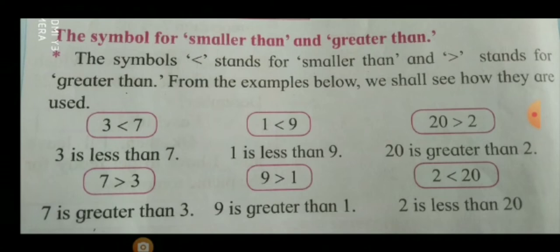3 is less than 7. You can see the symbol used here. 1 is less than 9. Children, now you know the symbol used for less sign here also. 20 is greater than 2. The symbol used for greater sign you can see here. Next is 7 is greater than 3. You can see there the symbol used. 9 is greater than 1. Here also you can see the symbol used for greater sign. 2 is less than 20. Here also you can see the symbol used.